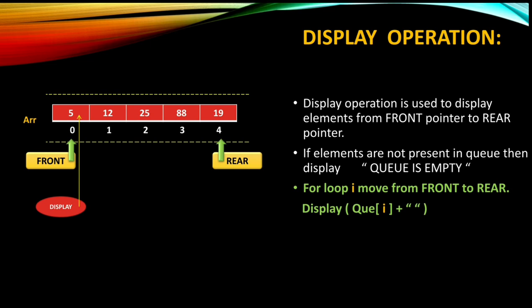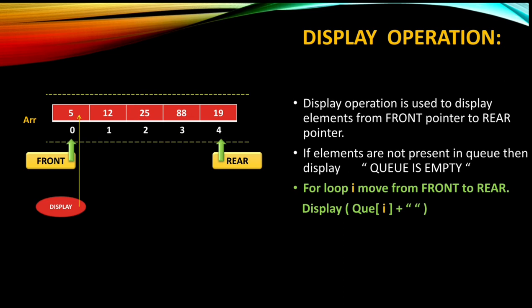And when you are applying this concept to display elements, you have to keep in mind that you have to use loop, and loop will contain a variable which moves from front to rear, and then one by one you are going to display the elements of queue.